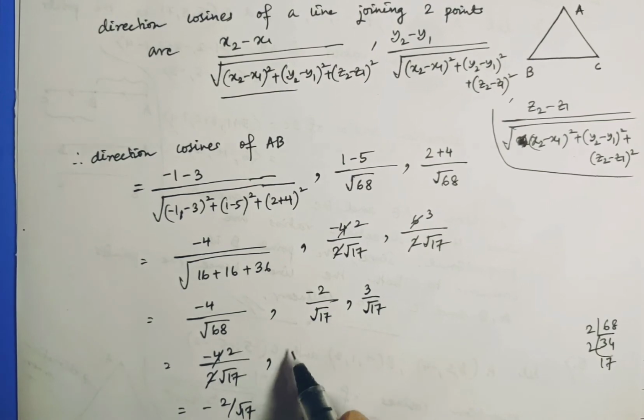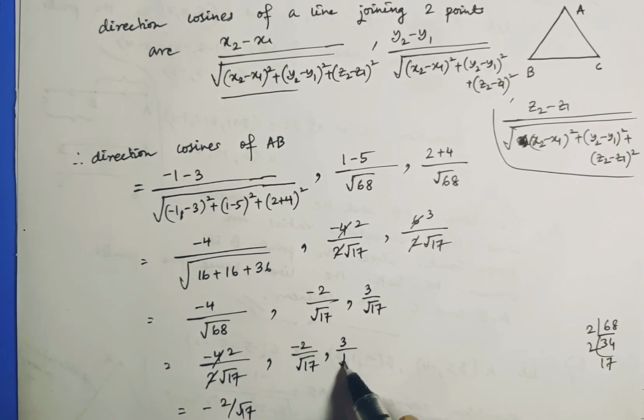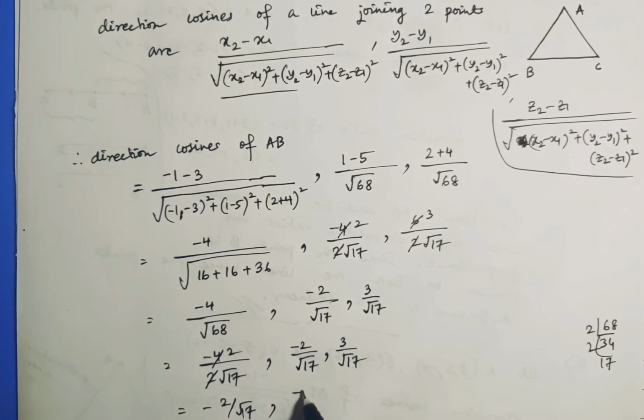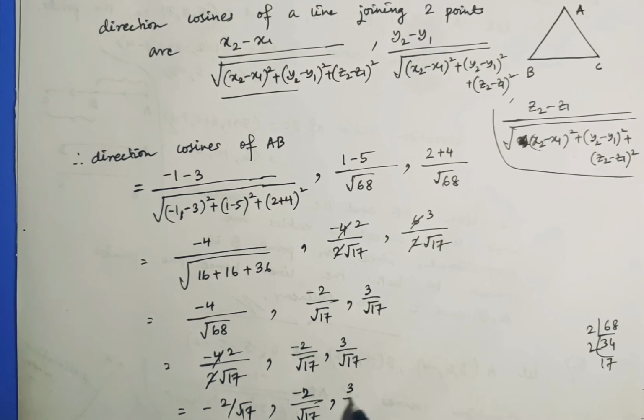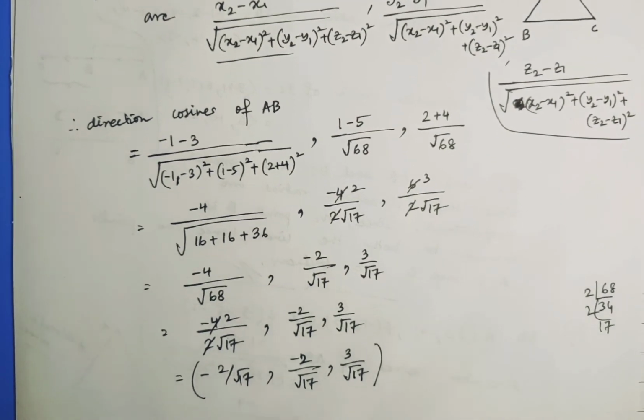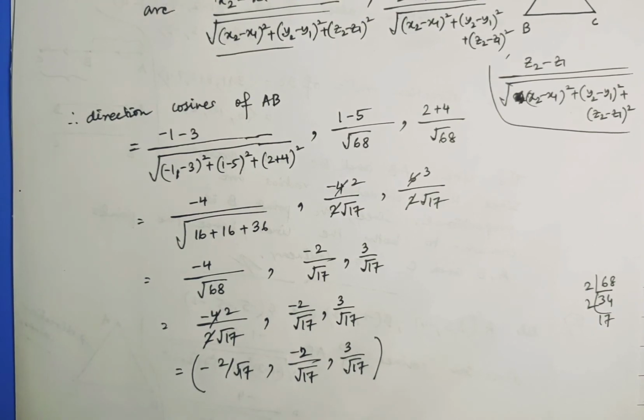I think we have to write it again. Last time we have to write. So the answer of, so this is our answer. Minus 2 by root 17, minus 2 by root 17 and 3 by root 17. Am I clear? Okay, so this is direction cosine of one particular line, that is AB. So BC and AC, you find it yourself. Okay, clear?